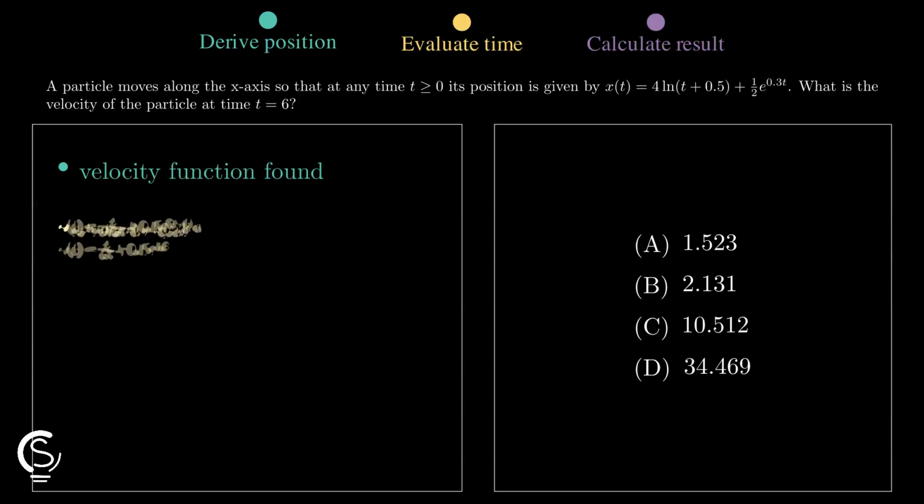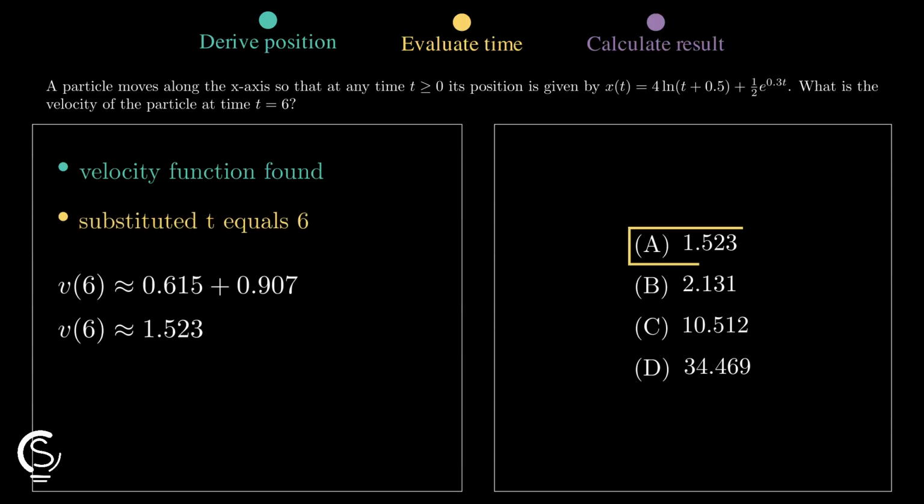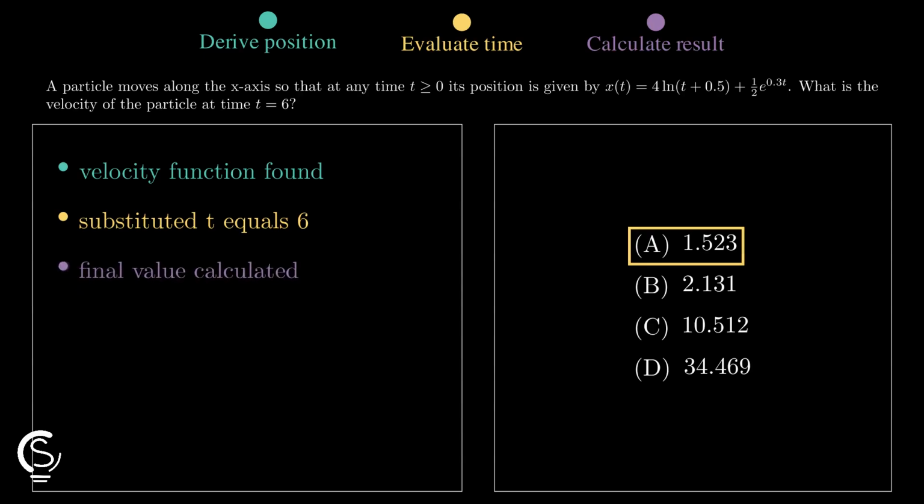Finally, calculate the numerical value. Using a calculator for the exponential term, we arrive at approximately 1.523. Boom, you got this, and that makes option A.